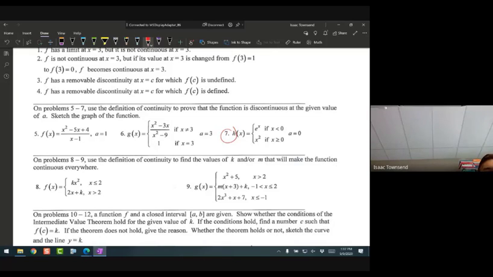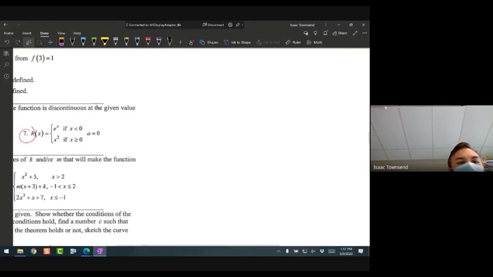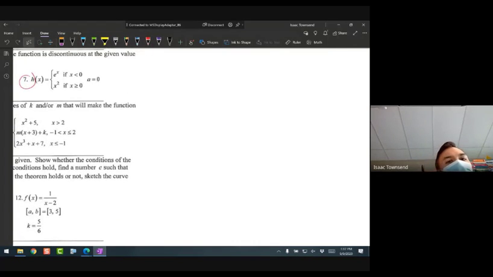Use the definition of continuity to prove that the function is discontinuous at the given value of a. Sketch the graph of the function. Okay, so sketching a graph is sometimes more work than it's worth, but they asked me to do it on this one. So sometimes it looks like y equals x squared.